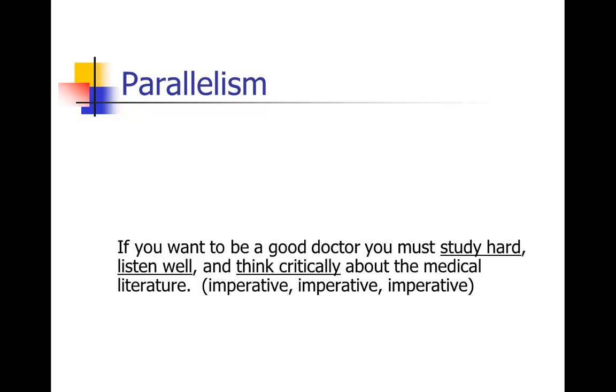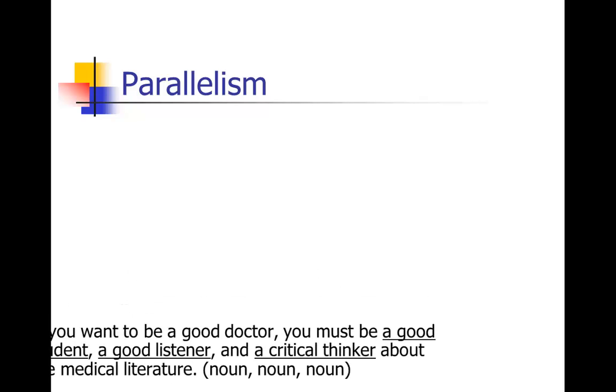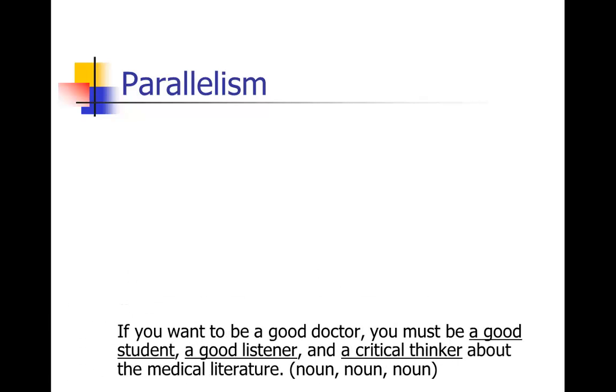So those are parallel. The other way to restructure this one so that it's parallel would be to turn all of those items in the list to nouns. I don't think this is quite as good, but you could say, and this would be parallel, if you want to be a good doctor, you must be a good student, a good listener, and a critical thinker about the medical literature. So that would work too, because then they'd all be nouns. Of course, I always prefer verbs.